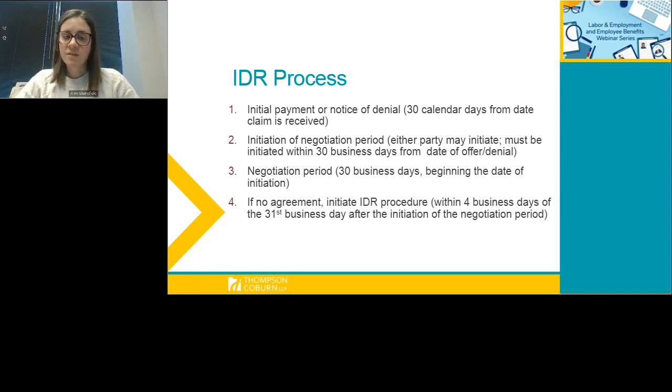If the negotiation period is initiated, it lasts for 30 business days, beginning on the date of the initiation of the negotiation period. If no agreement between the plan and the provider is reached, then the formal internal dispute procedure must begin. It must start within 4 business days after the 31st business day after the initiation of the negotiation period.